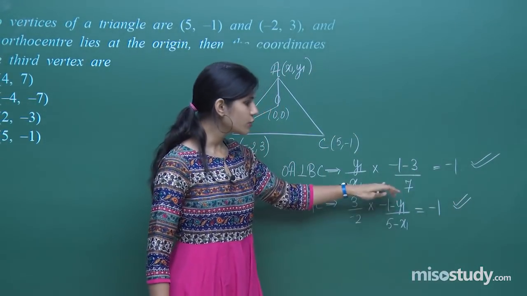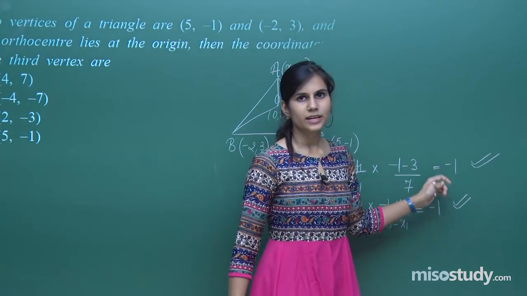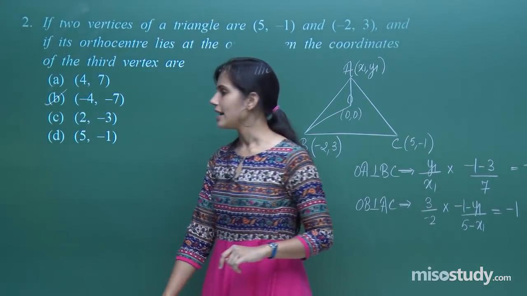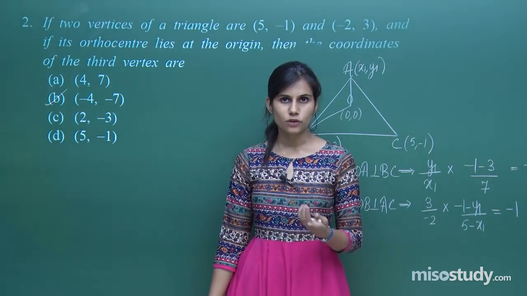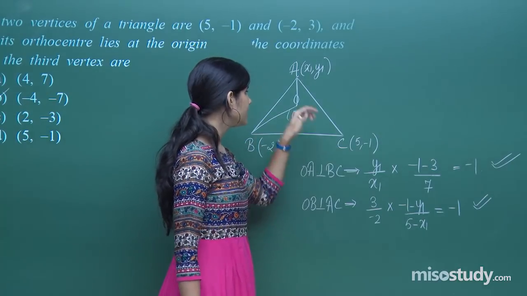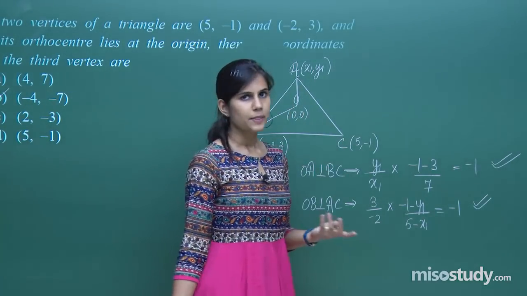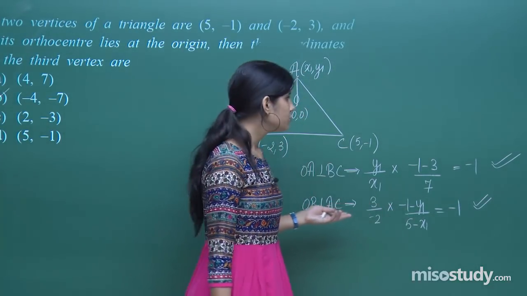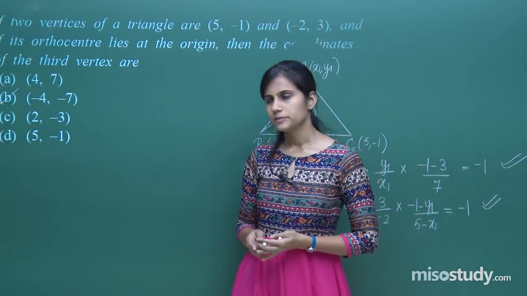So you basically have two equations in two unknowns and therefore you can solve them to get the value of x1 and y1, which eventually comes out to be x1 is minus 4 and y1 is minus 7. And that's the approach. The only concept required is of the orthocenter, that if O is the orthocenter, then OA is perpendicular to BC, OB is perpendicular to AC, OC is perpendicular to AB, and then you have the equations with you. You just need two equations because there are just two unknowns. No need to use the fact that OC is perpendicular to AB. Use them, get the value of x1 and y1.